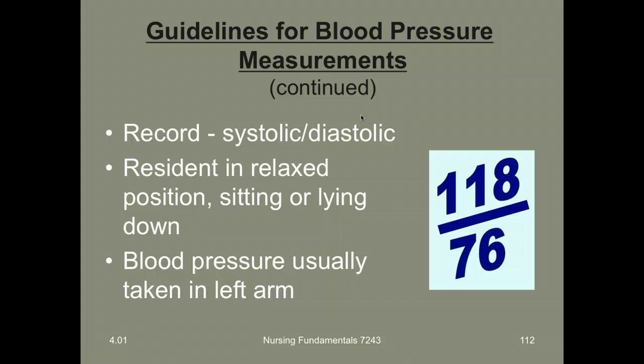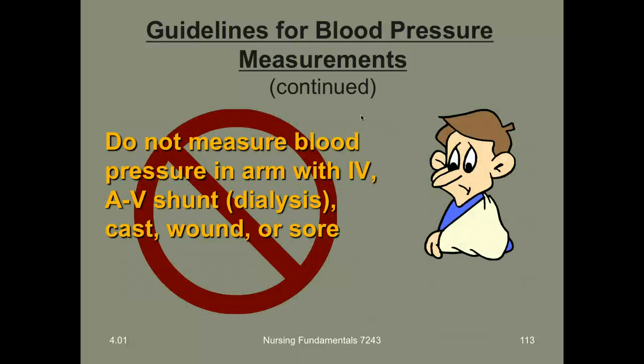You have to record systolic over diastolic, and you may be required to know if the resident is in a relaxed position, sitting or lying down. Blood pressure is usually taken in the left arm because the heart is on the left side. Do not measure blood pressure in an arm with an IV, an AV shunt for dialysis, a cast, a wound, or a sore.